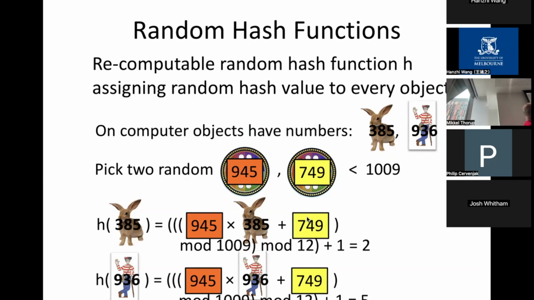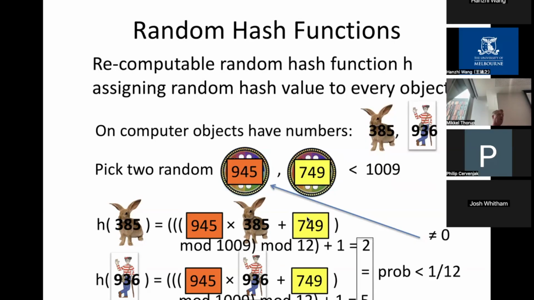So now we only have 2 random numbers. And the point is that if we pick them randomly below 1009, and we skip the possibility that this is 0, then the probability that they go the same way is 1 in 12. So why do I have to skip 0? Why is it a brilliant idea to skip 0? Because if you don't, the key won't have an influence on the hash function, so everything will collide. That's a super bad case. And in general, you can't just rule out bad cases, but this case is particularly simple to rule out.